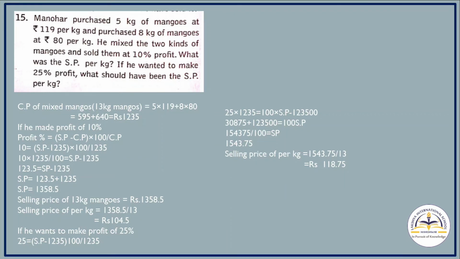And then at last he wanted to make 25% profit, so we will apply the profit percentage formula and we will put profit percent as 25%, and again we will find out the selling price, that is SP. For that we will get the selling price of 13 kg, that will be 1543.75, and to find out per kilogram selling price you have to divide by 13. You will get 118.75.